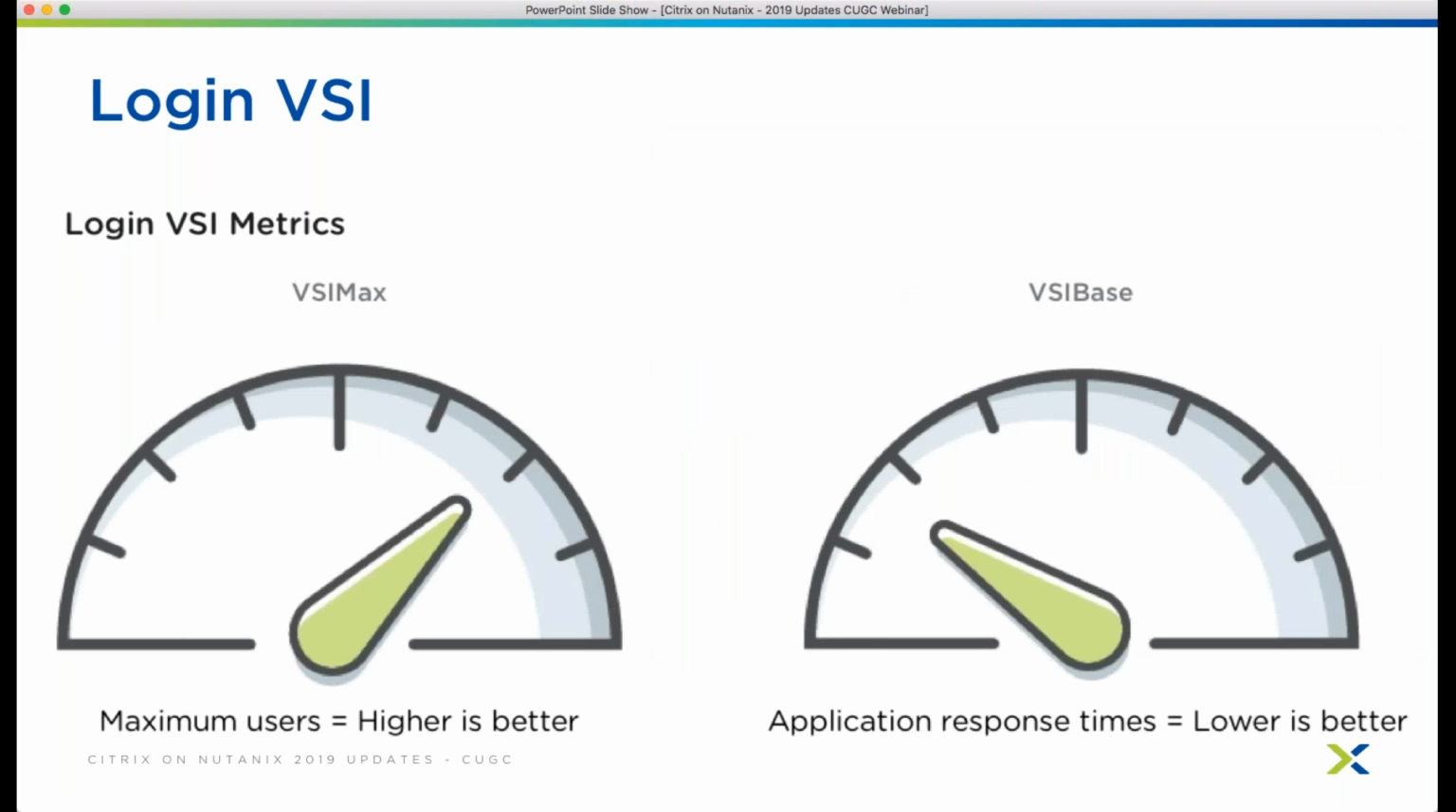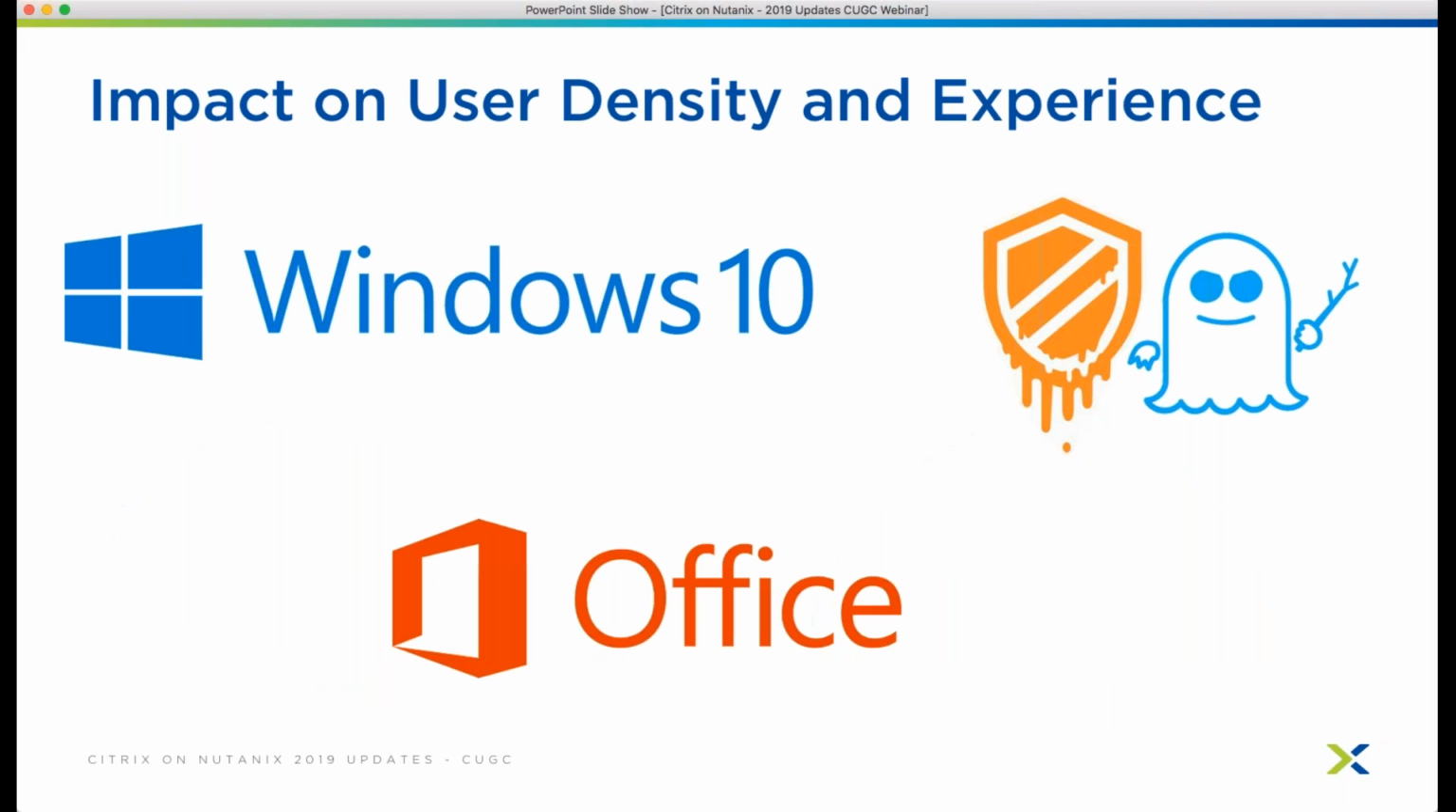When you're running Login VSI, there are two important metrics. One is called the VSI max, and that's your density, so higher is better. And then one is called the VSI base, and that's application response time, so lower is better. You could be having high density, but if your application response times are slow, that's going to cause a user experience issue. So you want to find a sweet spot between those two. Some of the things that we test are Windows 10 versions, Windows Server 2016 versus 2019, Office changes, and then security patches like Spectre, Meltdown and the L1TF mitigations.